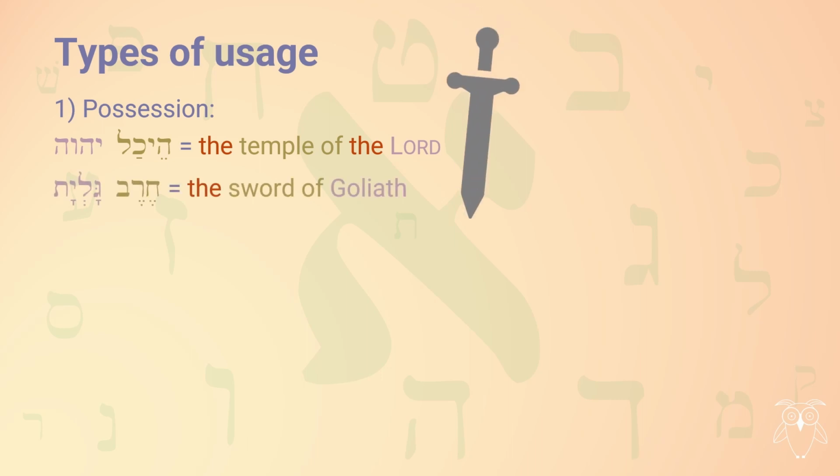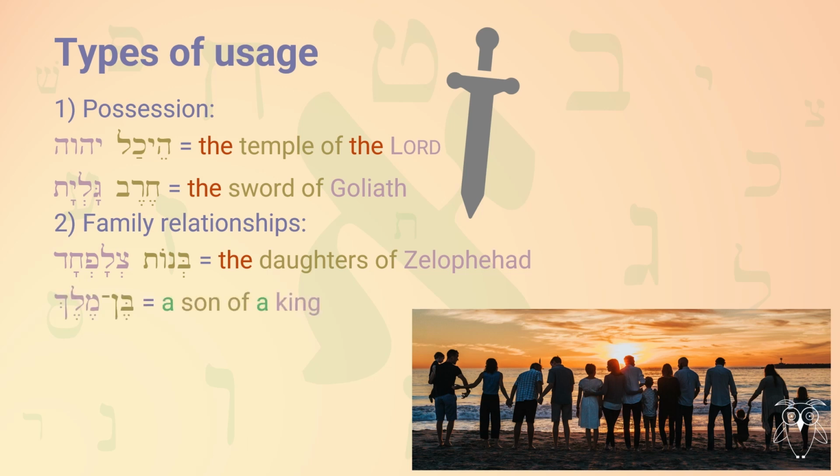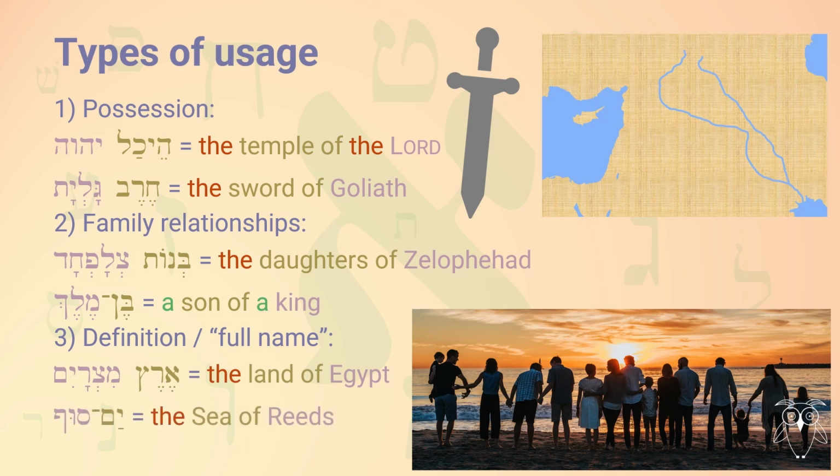Second, it can show family relationships, like Benot Zelofchad, the daughters of Zelophehad, or Ben Melech, a son of a king, or a king's son. Third, it can be a definition or perhaps a full name, often with geographical features like rivers, seas, mountains, countries, deserts, etc. For example, Eretz Mitzrayim, the land of Egypt, or Yam Suf, the sea of reeds.